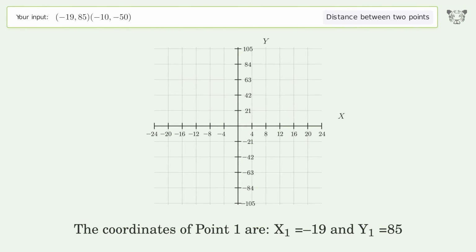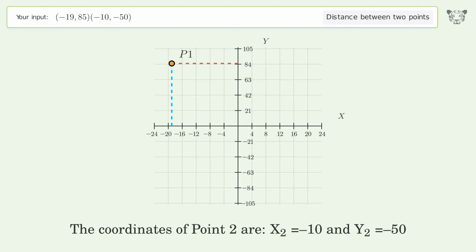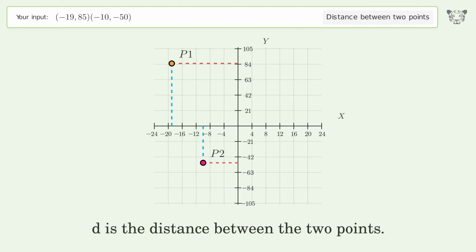The coordinates of point 1 are, x1 equals -19 and y1 equals 85. The coordinates of point 2 are, x2 equals -10 and y2 equals -50. D is the distance between the 2 points.